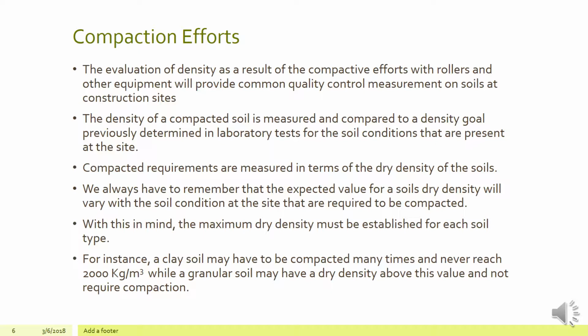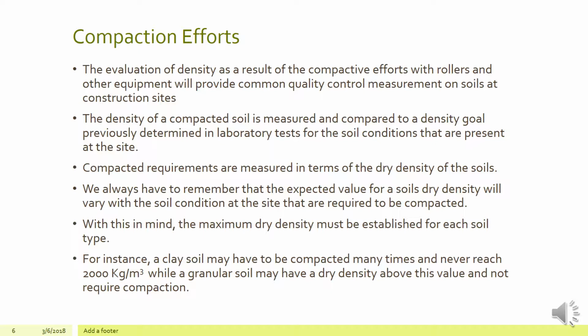The density of a compacted soil is measured and compared to a density goal previously determined in the laboratory test for the soil conditions that are present at the site. So again, once we get to what we feel is the compaction level, normally engineers will come out. They'll now take a test on that to see if it has met the requirements.